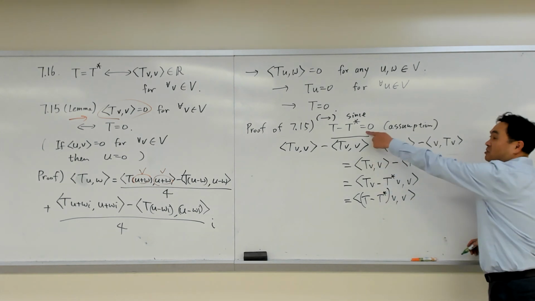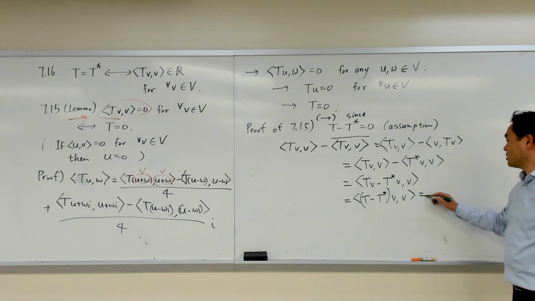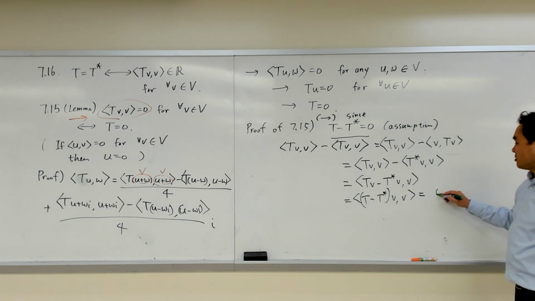But this is our assumption, right? It's self-adjoint to begin with. So this must be 0 of VV, which is 0. Okay.